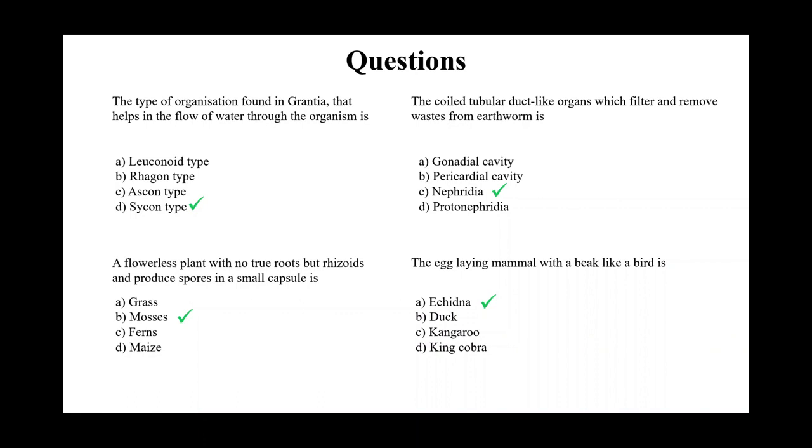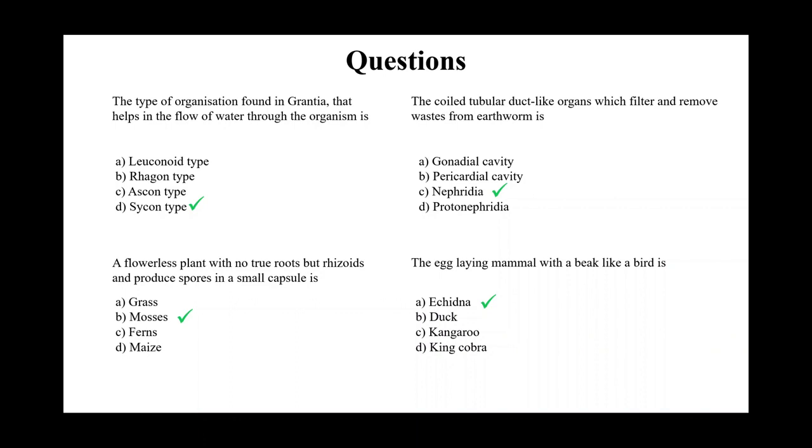So you should have thought about nephridia and protonephridia, and you would have known that annelids, or earthworms, are advanced organisms, so they will have nephridia. Now here you have a flowerless plant with no true roots but rhizoids, which produces spores in small capsules. So you have grass, ferns, and maize. You needed to know how they are classified.